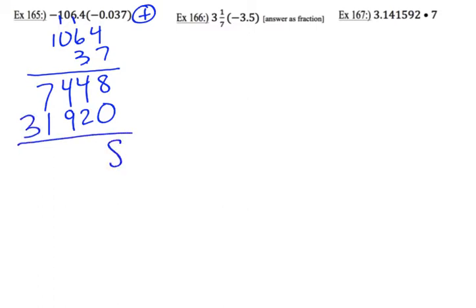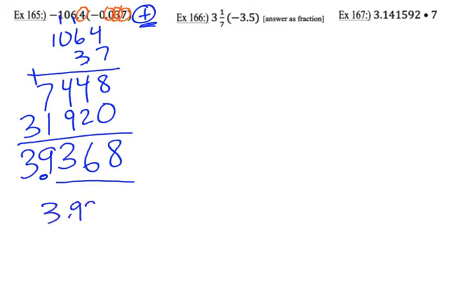We add this down. We get 39,368, but we need 1, 2, 3, 4 decimal places. So it ends up being 4 decimal places. And the answer was positive, so it is 3.9368 as the answer.